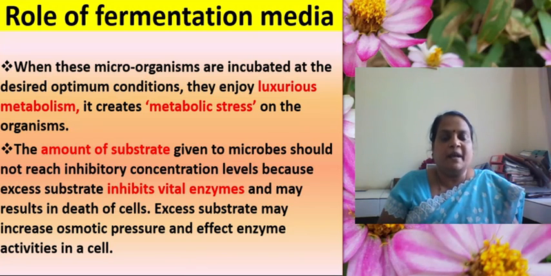Excess substrate may increase osmotic pressure and affect enzyme activities in the cell. Suppose in alcohol fermentation, sugar is converted into alcohol. So we add 12 to 13% of sugar to get the maximum quantity of alcohol. Then why limit to 12 to 13%? Why should we not add 15%, 20%, 25% sugar? What will happen then? If you add excess sugar, it will increase the osmotic pressure, and this increased osmotic pressure will affect the enzyme activities in a cell and it will lead to death of cells.